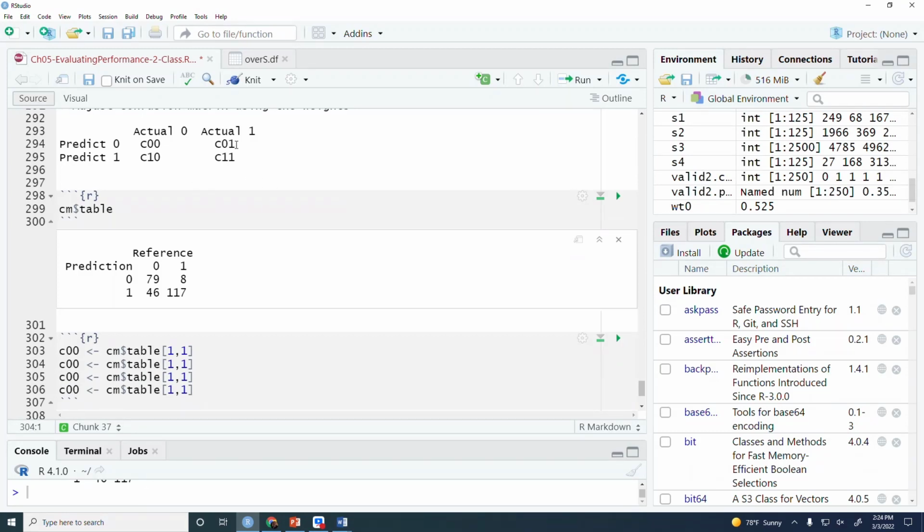Next is 0, 1. So actual is 0, prediction is 1, which is in the second row, first column. And then actual is 1, prediction is 0, so that is the first row, second column. And then the last will be second row, second column, which is C11.